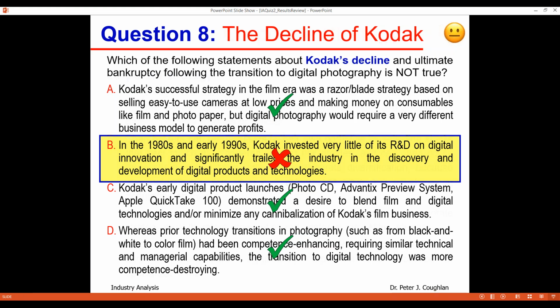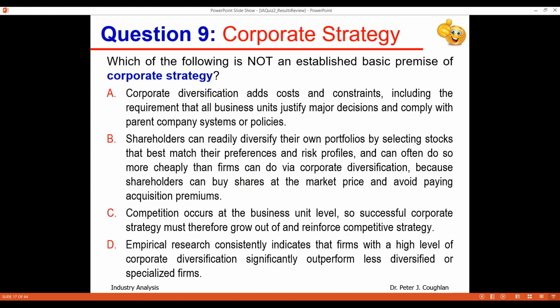All right. Question 9 on corporate strategy. Which of the following is not an established basic premise of corporate strategy? A, corporate diversification adds costs and constraints, including the requirement that all business units justify major decisions and comply with parent company systems or policies. Yes, that's true. Basically, diversification comes with costs. It's one of the basic premises. It's not costless. Combining two firms adds costs.